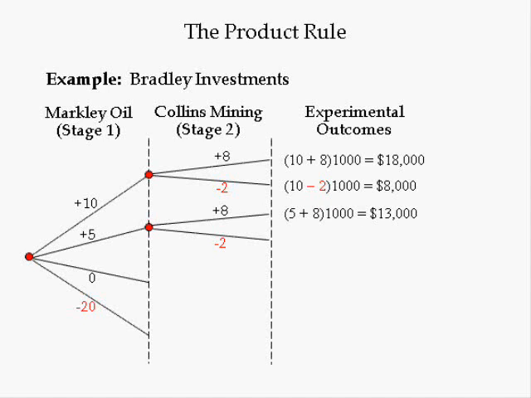$2,000. If a $5,000 gain occurs in stage 1 and an $8,000 gain occurs in stage 2, the experimental outcome of this branch is Bradley Investments making $13,000 on its investments. If a $5,000 gain occurs in stage 1 but a $2,000 loss occurs in stage 2, the experimental outcome of this branch is Bradley Investments making $3,000 on its investments.